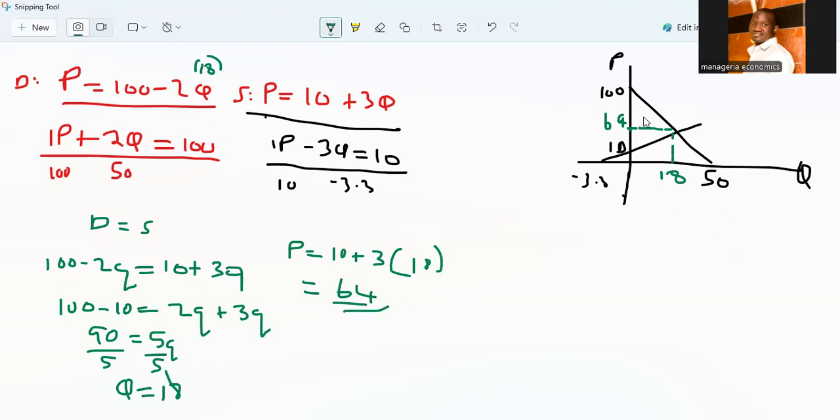Now there are two triangles here, triangle A and triangle B. The area below the demand equation is called the consumer surplus, this triangle here. So consumer surplus is simply the area of a triangle. From our grade 8, area of a triangle is half times base times height. So our base, if we're going to redraw this triangle here, from 100 to 64, what do we get? 36. From 0 here to 18, what do we get? 18.